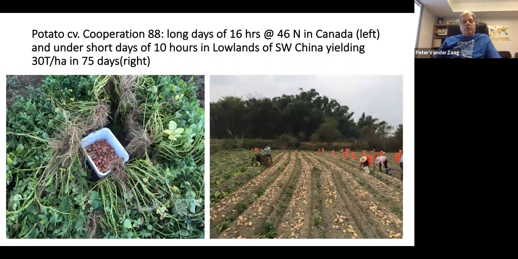adaptation to these kind of conditions. And just to show you another picture of Cooperation 88, which is an amazing variety, really. Here on the right, you see a picture of the potato growing in Yunnan. And here we're getting about 30 tons per hectare in 75 days. Beautiful crop, winter season crop. In contrast, on the left is a picture of the same variety grown here in Canada at 46 degrees north latitude. And you see after even a long growing season, the plants are still growing vegetatively. Partitioning is not taking place, and you have many very small little tubers. So clearly this variety is of no use under long day conditions.